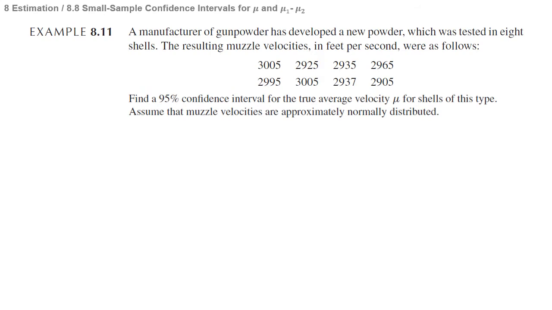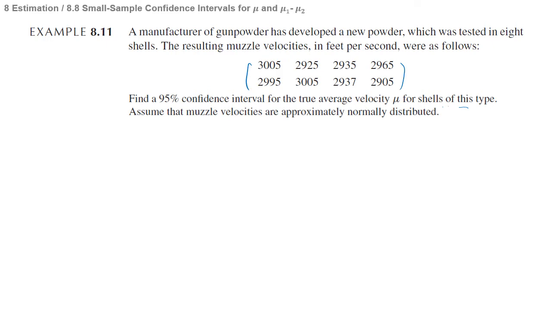Let's move on to example 8.11. A manufacturer of gunpowder has developed a new powder, which was tested in 8 shells. The resulting muzzle velocities in feet per second were as follows. So this is the data, and find the 95% confidence interval for the true average velocity mu for shells of this type. Assume that muzzle velocities are approximately normally distributed.